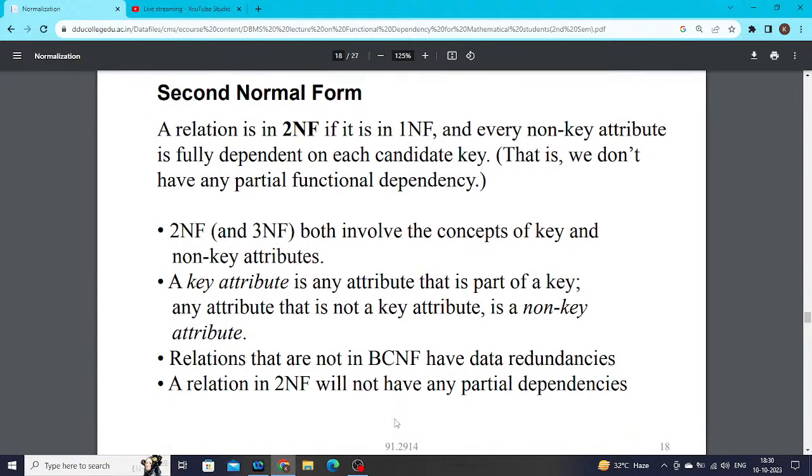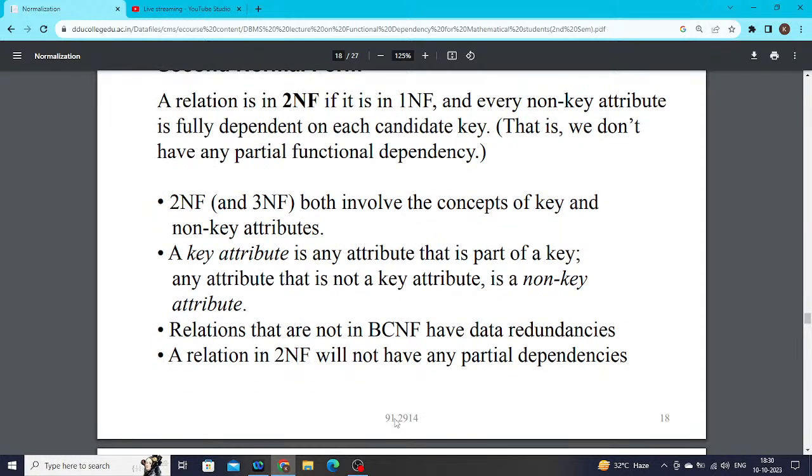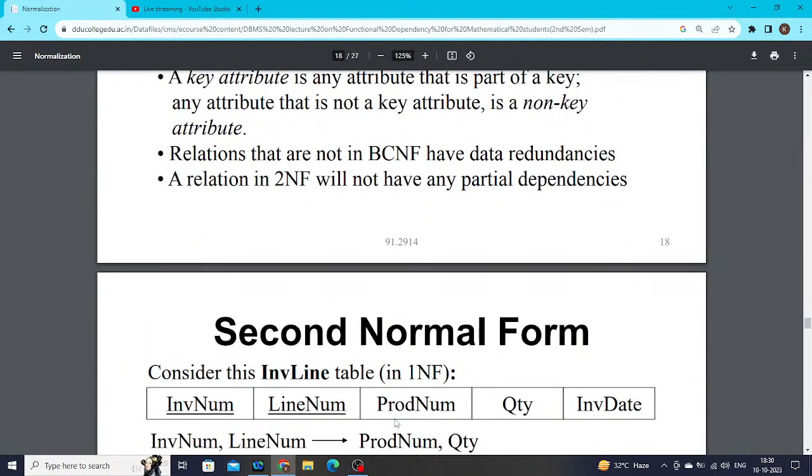Second normal form and BCNF both involve the concept of key and non-key attributes. A key attribute is any attribute that is part of a key. Any attribute that is not part of a key is a non-key attribute. Relations that are not in BCNF have data redundancy, meaning conflicting, incorrect data. A relation in 2NF will not have any partial dependency; this is a must.